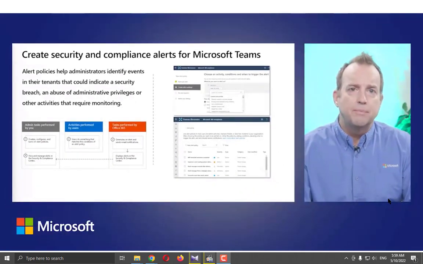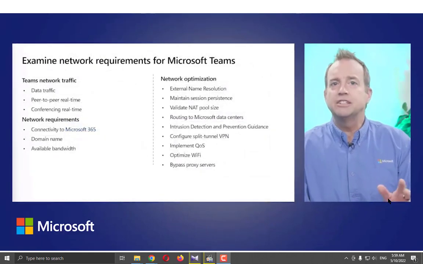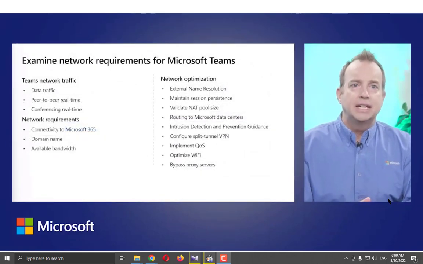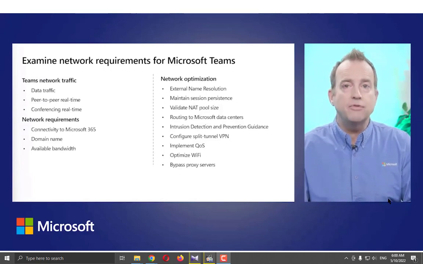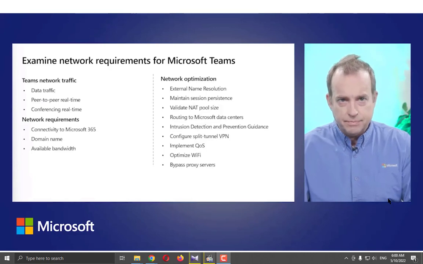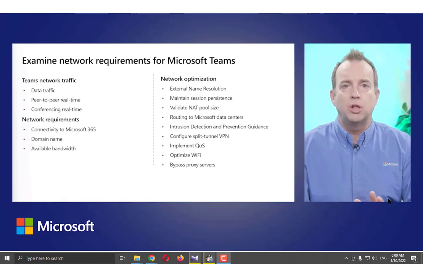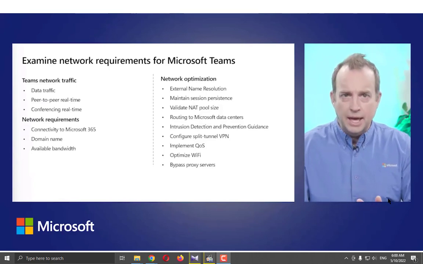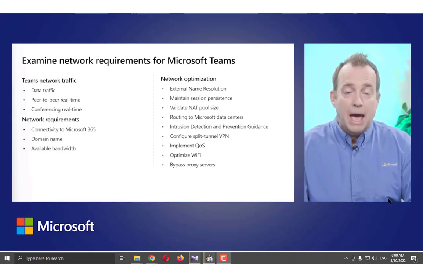Lastly, let's look at planning and configuring network settings for Microsoft Teams. Different kinds of traffic we need to be aware of: data traffic, peer-to-peer real-time traffic, chats, for example, and then conferencing real-time traffic. We need to make sure we have connectivity to Microsoft 365 with minimal hops. So we want to remove VPNs, proxy servers. We must have enough available bandwidth to support the Teams workload we anticipate. And you can see some of the network optimization requirements on the right-hand side.